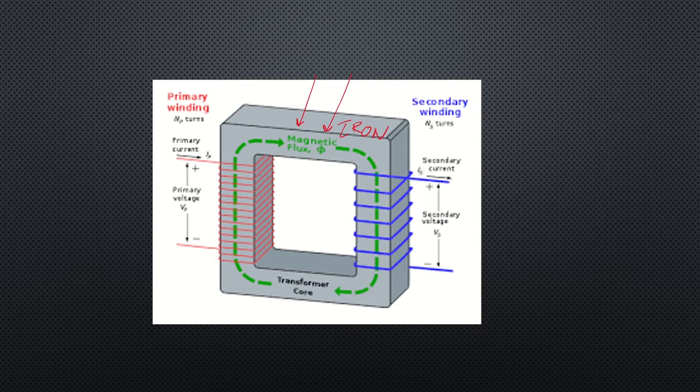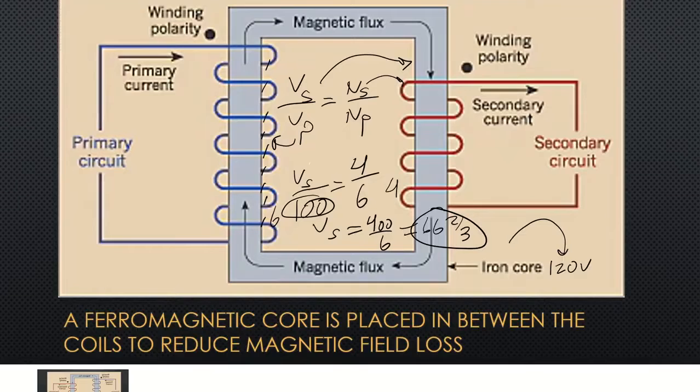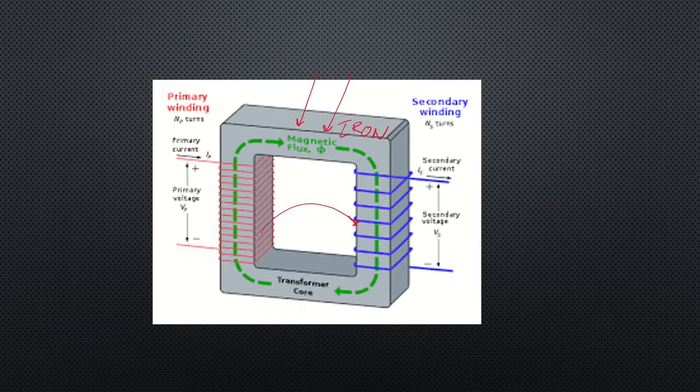A couple other things to note here is we can see, once again, this is a step down in voltage, just like we saw on the last slide, where there's more coils on the left. We're going to be stepping down the voltage. So this one is also going to be a step down in voltage. However, if there's more coils on the right, that would be a step up in voltage.